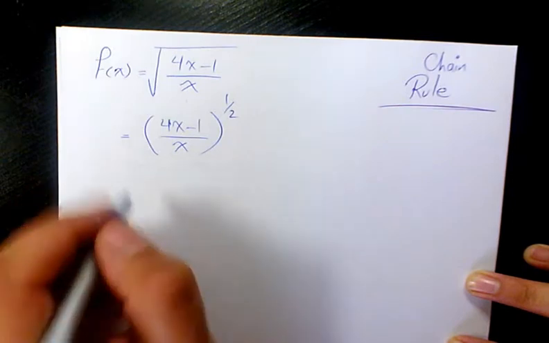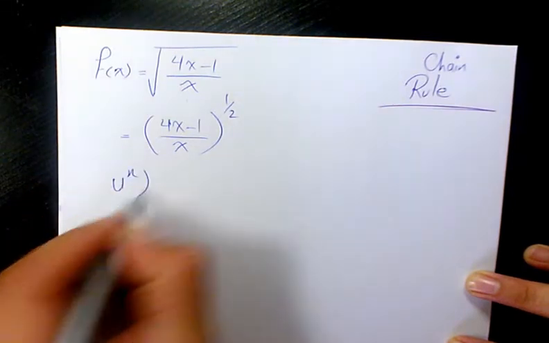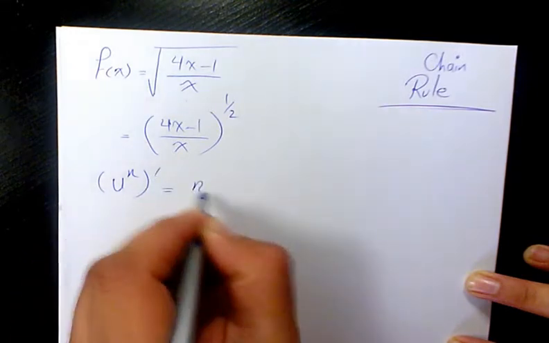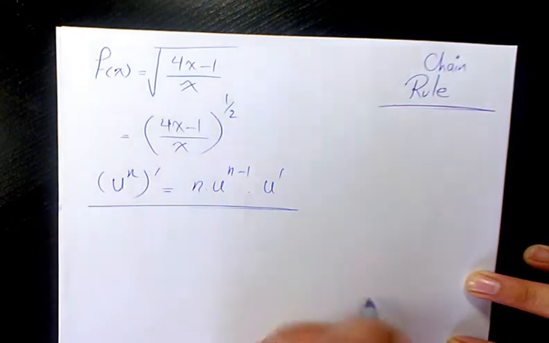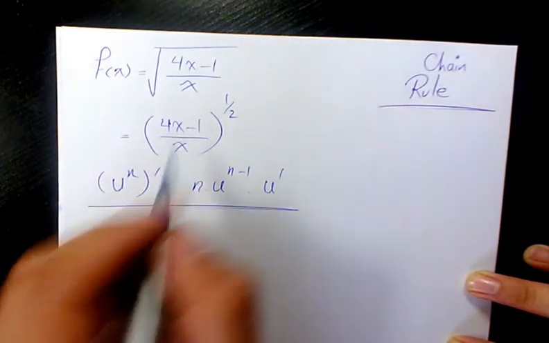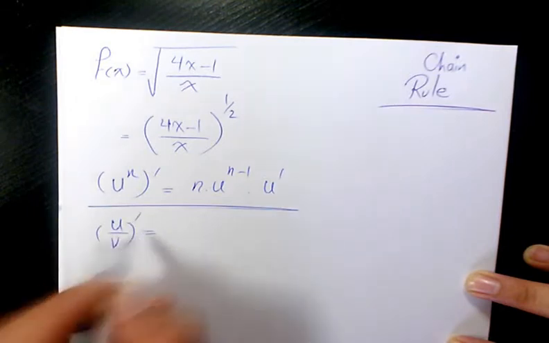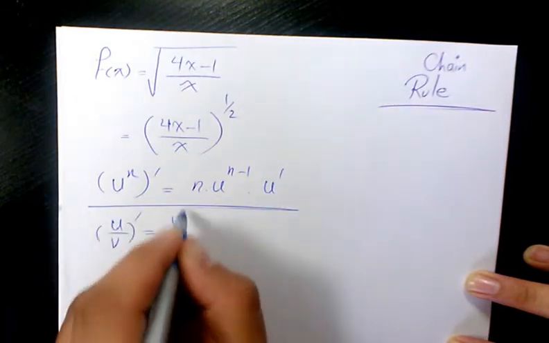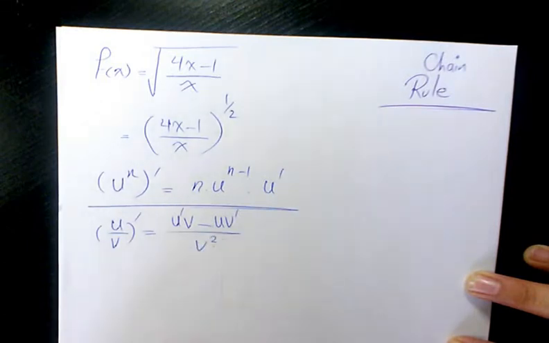And we know when we find the derivative of u to the power of n, that's going to be n times u to the power of n minus 1 times u prime. On the other hand, when we have a ratio or division, when you have u over v, the derivative of it is going to be u prime v minus u v prime over v squared.